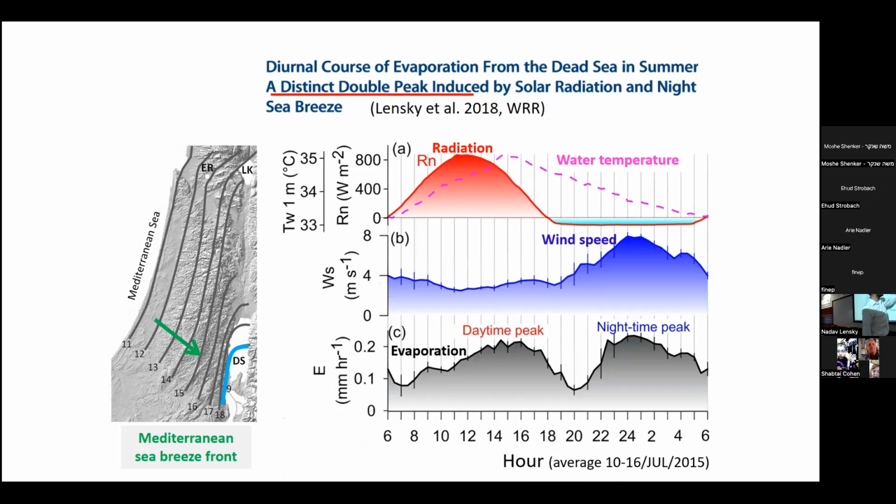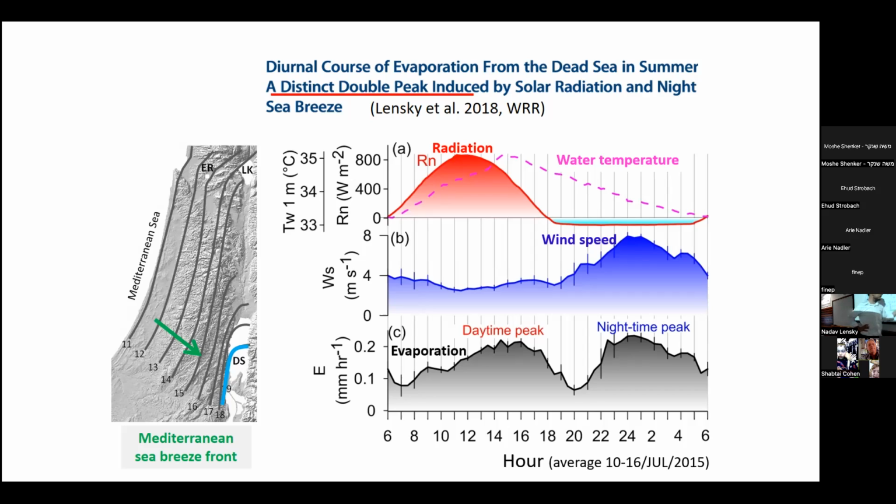So this is sunrise, sunset, and this is radiation. The maximum radiation is at noontime, of course, and this is nighttime. This is when we expect to see the highest radiation. And here we have also water temperature, with some lag afterwards, about 3 hours. But when we observe the evaporation, we see that we have a double peak here.